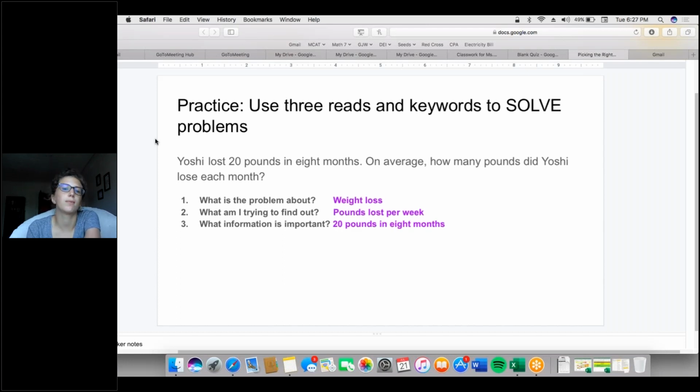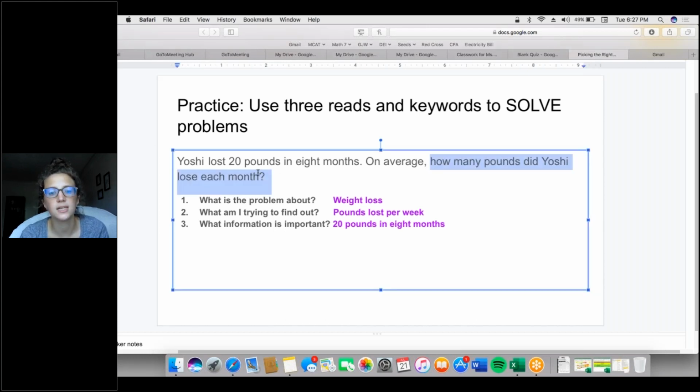This time when I read, I'm going to see what am I trying to find out. Yoshi lost 20 pounds in 8 months. On average, how many pounds did Yoshi lose each month? Like usual, what am I trying to find out is in that last sentence. And it says how many pounds were lost each month. So I know my answer will have pounds, but not just any amount of pounds. The pounds lost each, I wrote week here, that should say month.